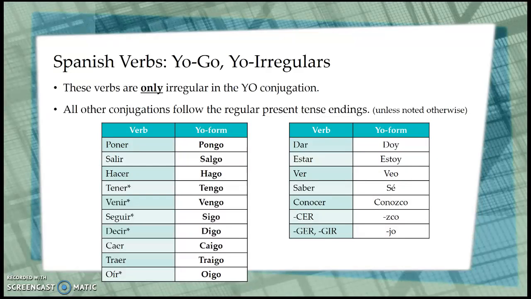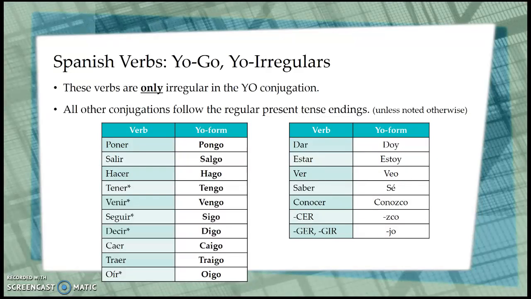Let's look at those verbs that don't follow the yo-go pattern, but are still only irregular in the yo form. Dar, estar, ver, saber, and conocer all have an irregular yo form, but are totally normal in other conjugations. Doy, estoy, veo, sé, conozco.